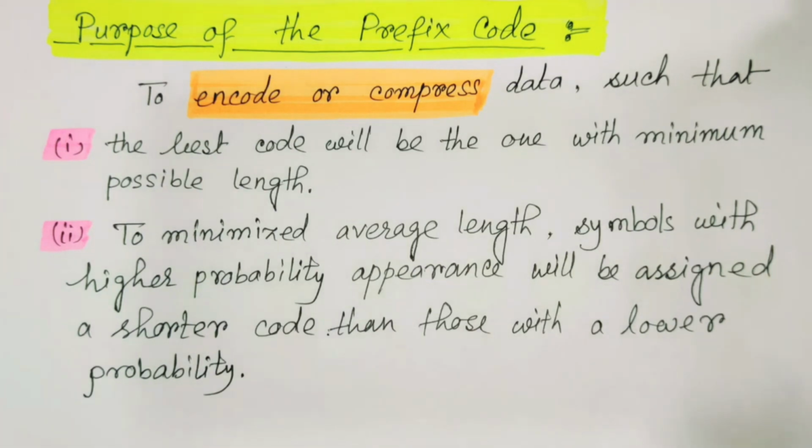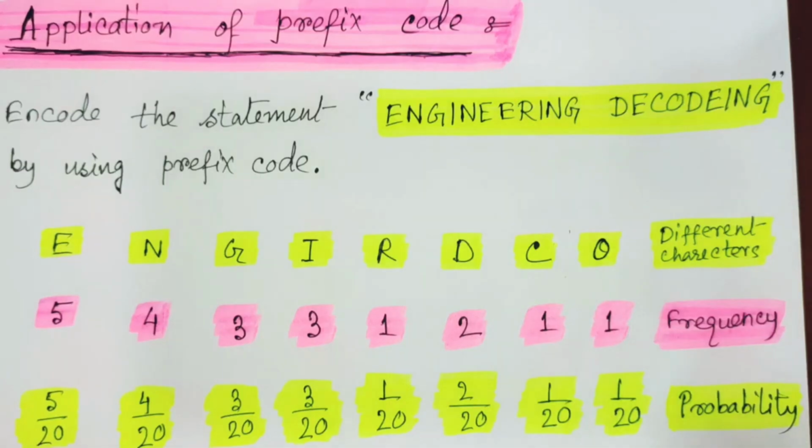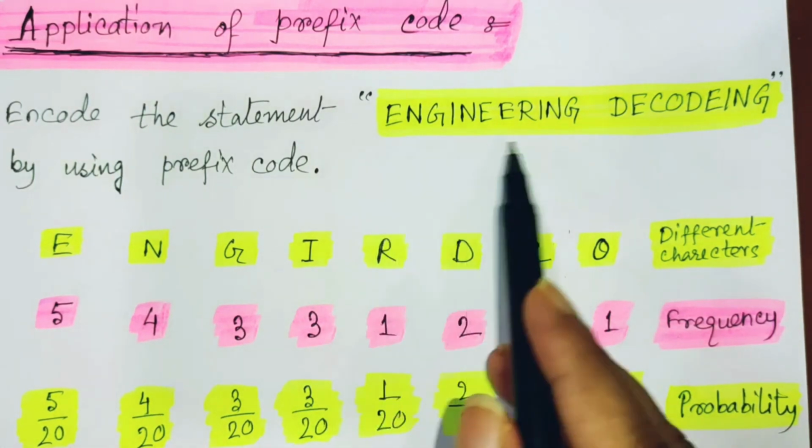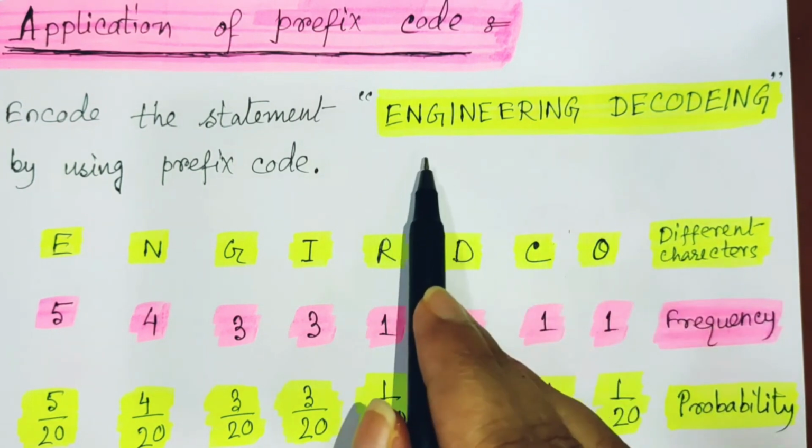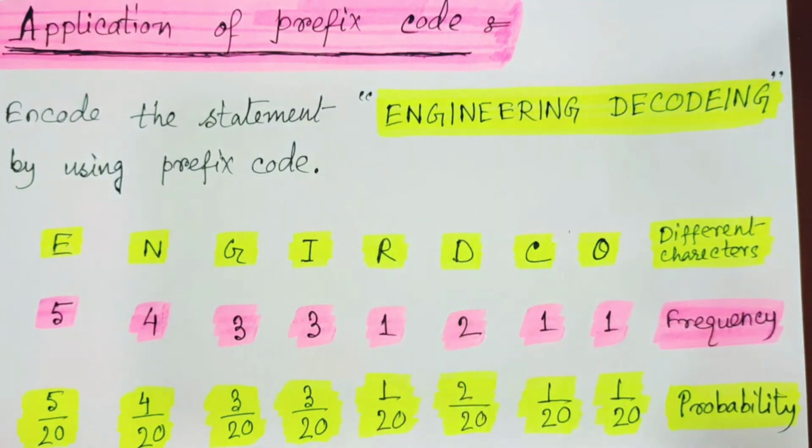With an example, let us find one application of this prefix code to understand it better. One statement is given, "engineering decoding", and we want to encode this using the prefix code. So what we do first is find which different characters are used in it, so we should find each distinct character.